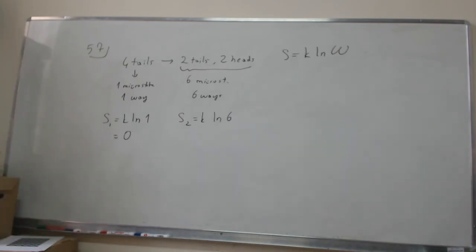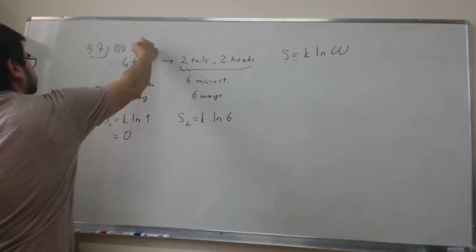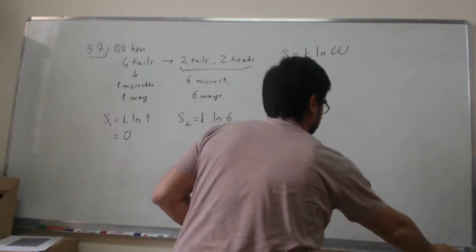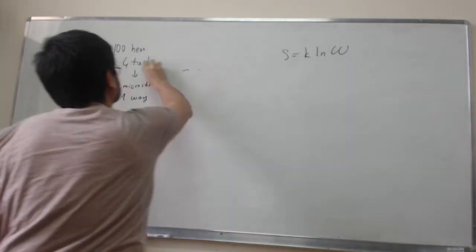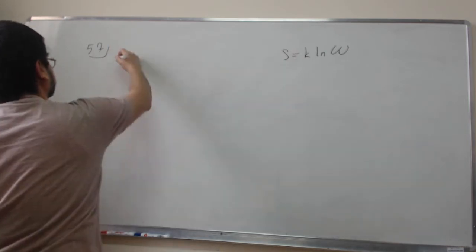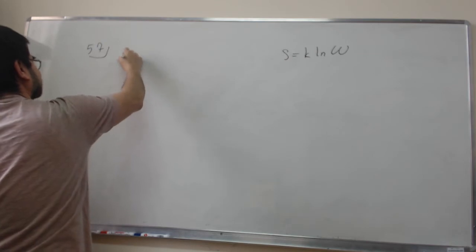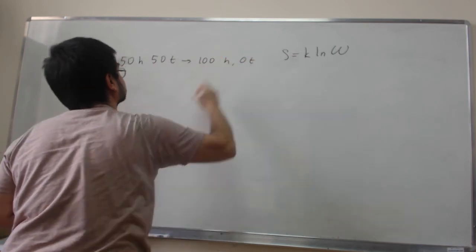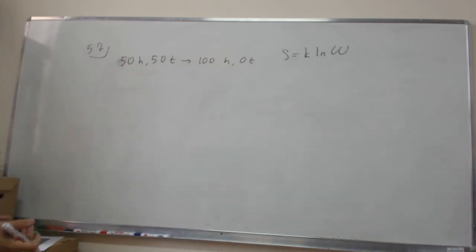Okay? Now for part B, you're doing this for 100 coins. So instead of 4 tails, you start with like 100 heads, I think. Oh, sorry, you start with equal and equal, right? Yeah, they're mixed randomly initially, 50 heads and 50 tails, and then you arrange them so all 100 are heads. So it's the same logic, but let's just go over this again. So you start with 50 heads and 50 tails, and you go into 100 heads and 0 tails. Okay? And again, there's a corresponding number of microstates for this.